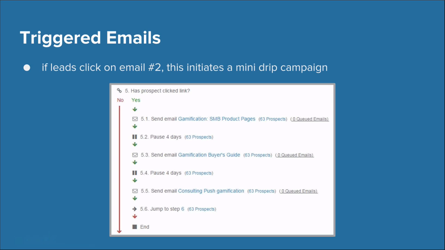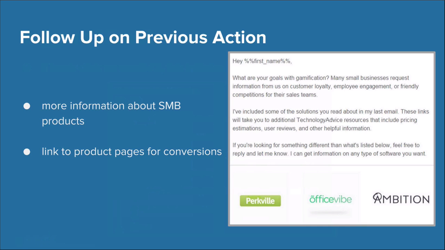Now, here's where the triggered emails come into play. If someone clicks on that second email, this is going to initiate a little branch, a mini drip campaign. As we can see there, it's based on if-then logic, which proposes a scenario and then an action. If this happened, then this happens. That's how people send triggered emails. To follow up on the previous action, that's the first email we send.